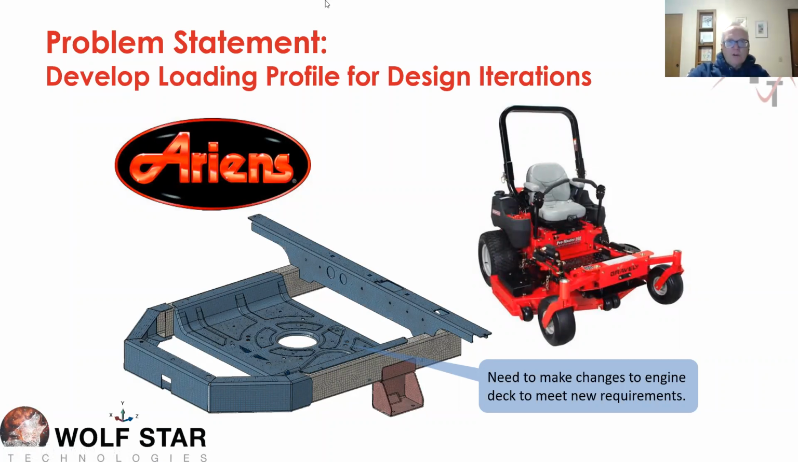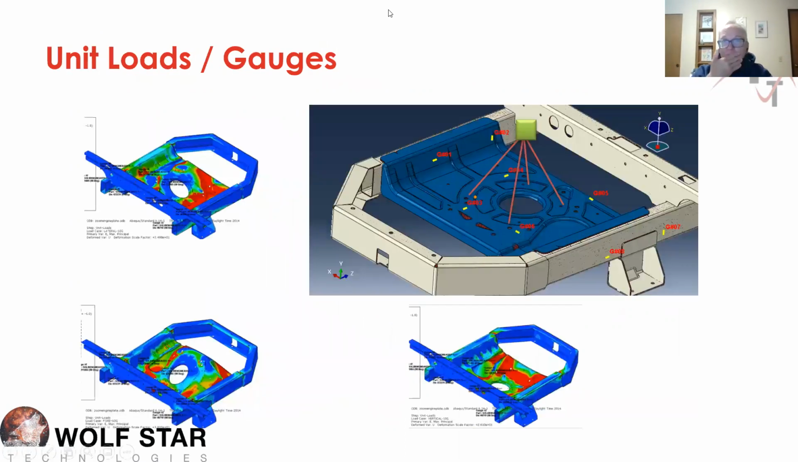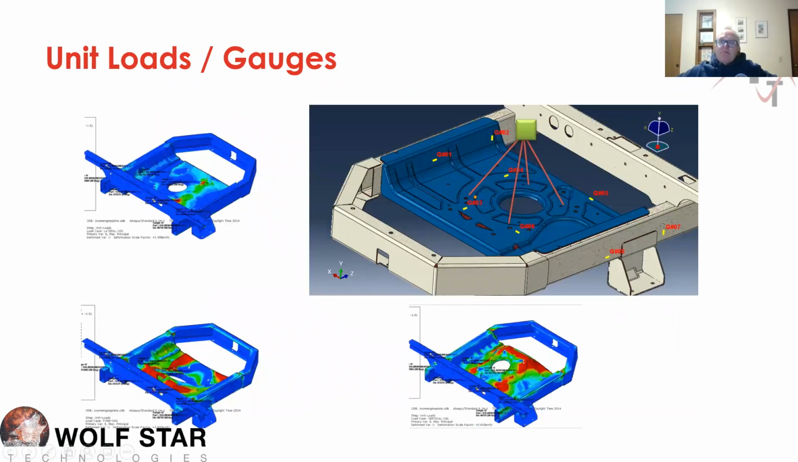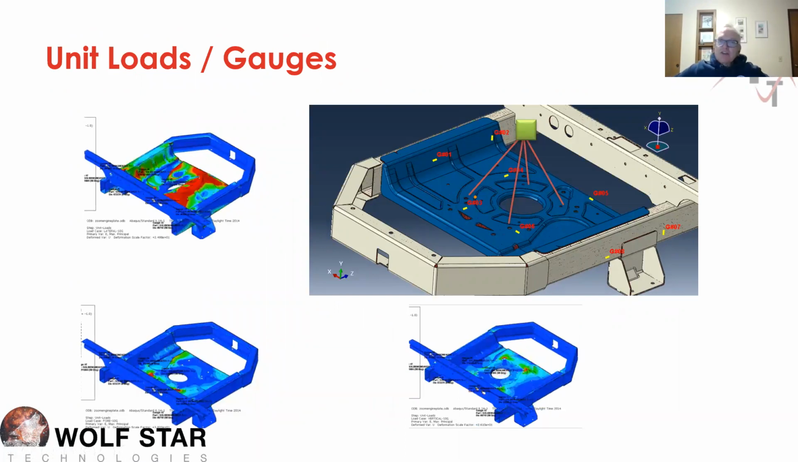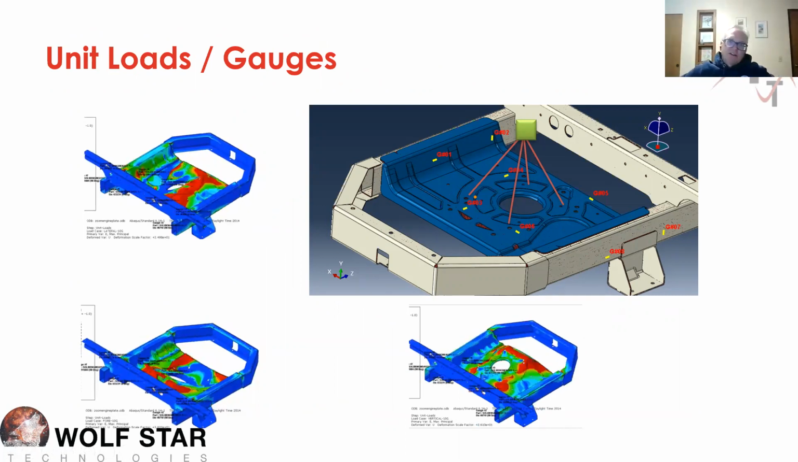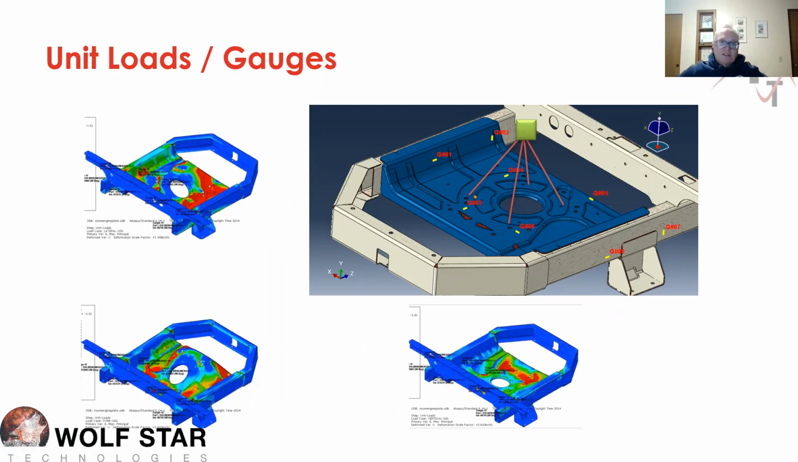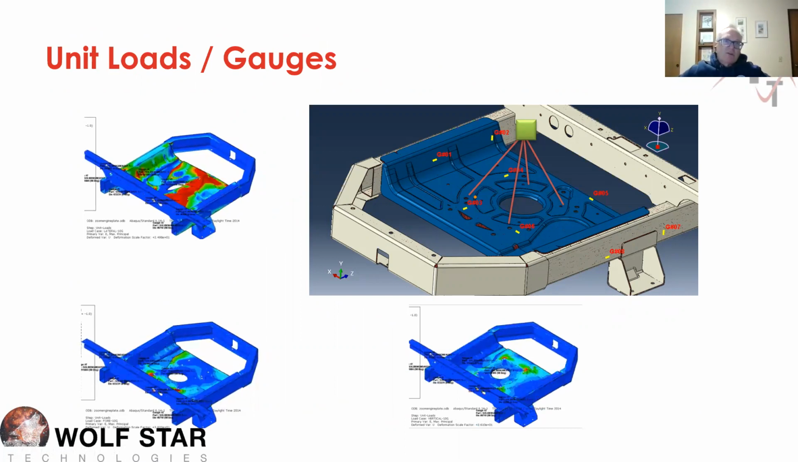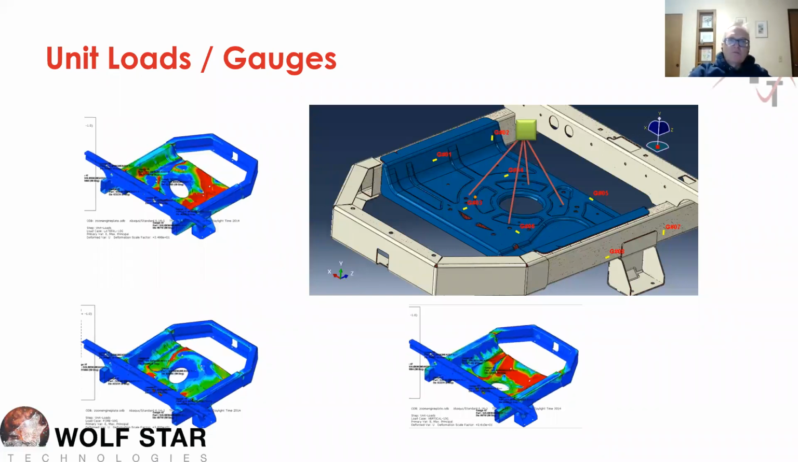So working with them, we decided to treat the system as a basic excitation problem, because basically the engine and transmission are sitting on this engine deck, and then the whole system is being bounced across their proving grounds. They thought that this was fair to treat as a basic excitation problem. So our unit load cases were 10 Gs, X, Y, and Z. You can see the response there for each of the unit load cases. And you can see where TrueLoad said to place strain gauges.